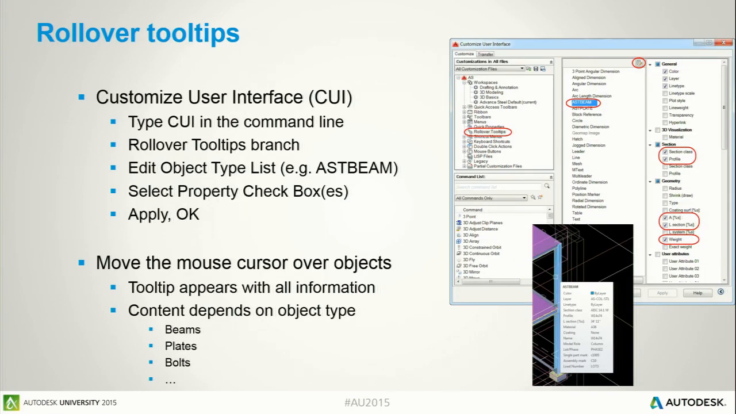So first of all, I would like to mention tooltips. When you move the cursor over some objects, it's nice to get more properties of the object. By default, you just have basic properties like the layer name, the color, things like that, but that's all. But there is a way in Advanced Steel to customize what we call the rollover tooltips. Based on whether it's a beam, a plate, or a bolt, you can define which properties you would like to get displayed through these tooltips. You just need to go to the Customize User Interface dialog, Rollover Tooltips, and you can specify what you would like to see. And I can show you quickly how it works.